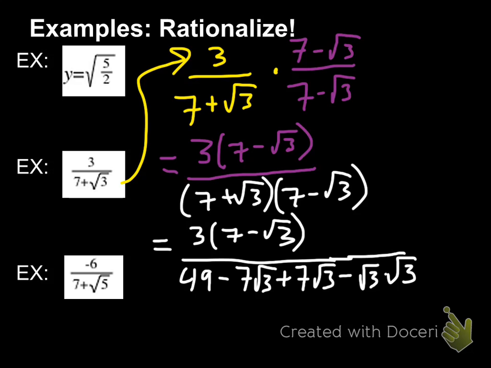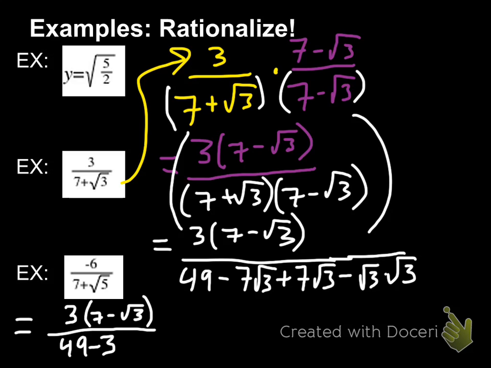Oh, yeah, sorry. So this is where I end up after I simplify, and if I go a little bit further, let's distribute the top. Can we distribute the top now? That's going to be 21 minus 3 times the square root of 3, all divided by 49 minus 3, which I think is just 46.